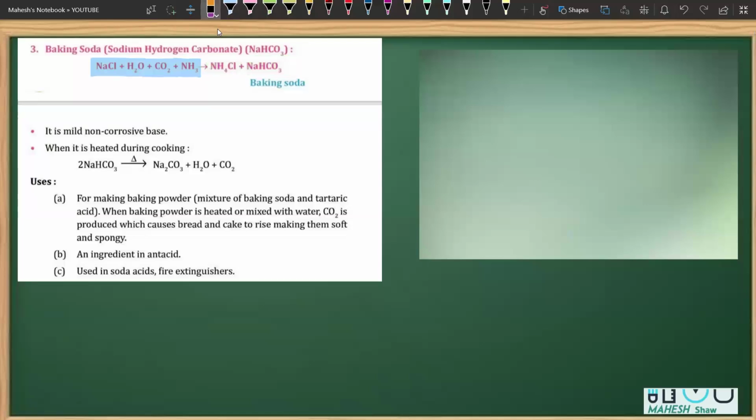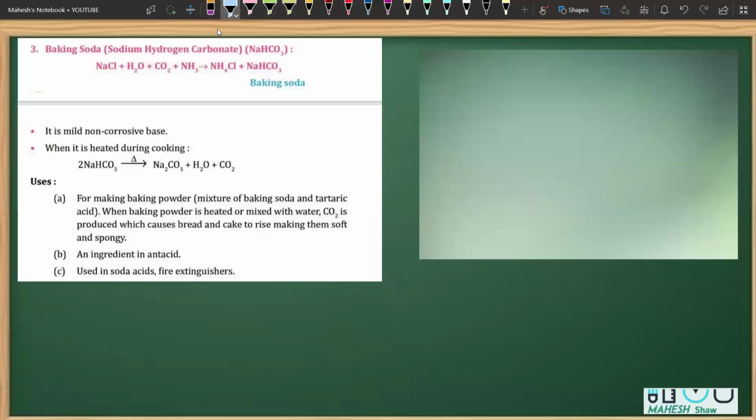Well, this byproduct is ammonium chloride, and it is also a useful product here. And this is a sublimable substance that you might have studied in lower classes. So the raw material is important. You have to remember it is sodium chloride, water, carbon dioxide, ammonia. These are the raw materials required for making baking soda, chemically called sodium hydrogen carbonate or sodium bicarbonate.